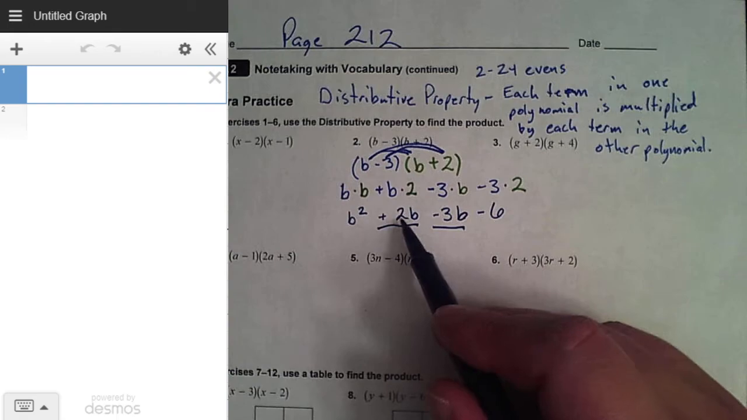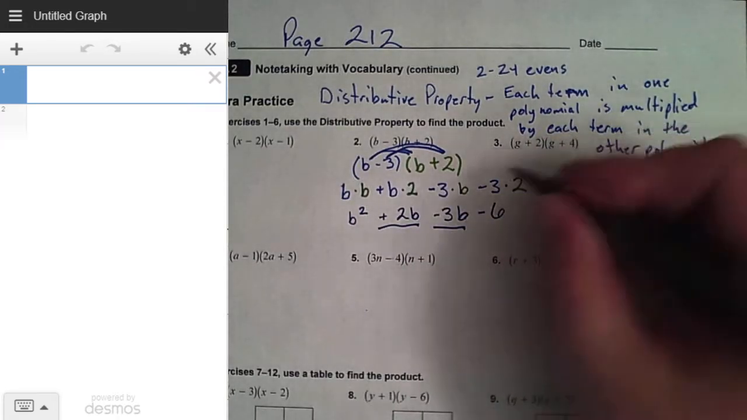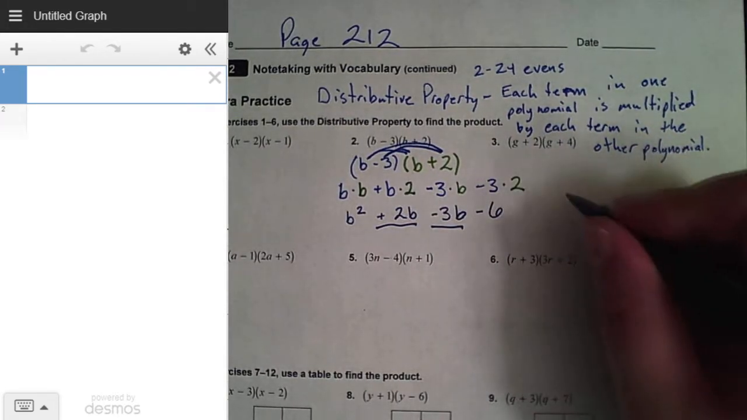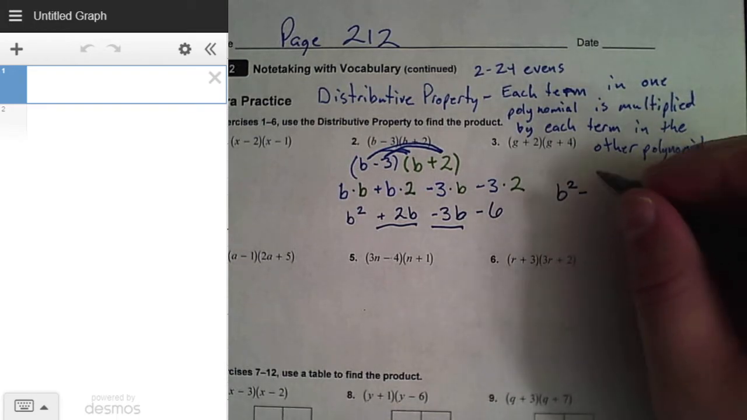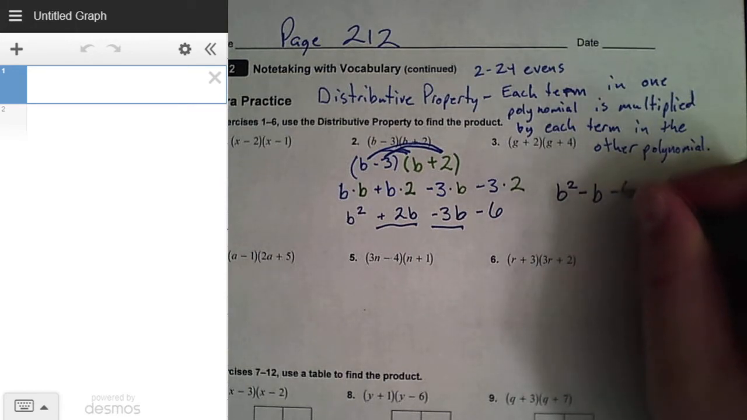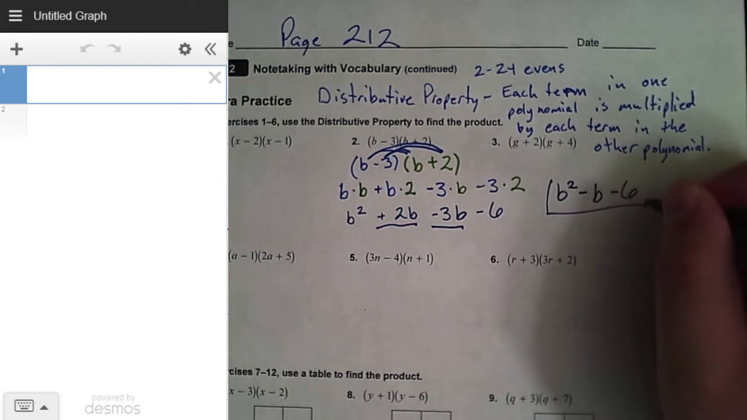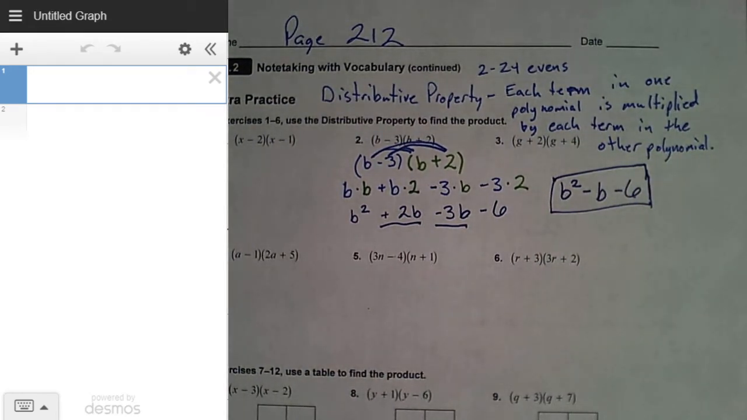So +2 minus 3 is going to make us end up with -1. I'm just going to go over here since I have that space. And this one, we get b squared minus, like I said, -1, so that will just be -b, minus 6. And then box our answer. And that is the answer there to number 2.